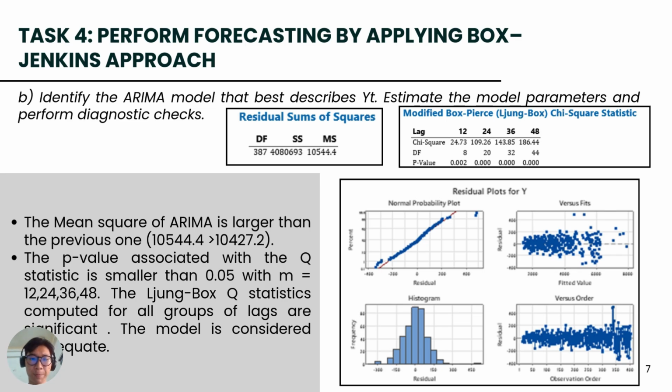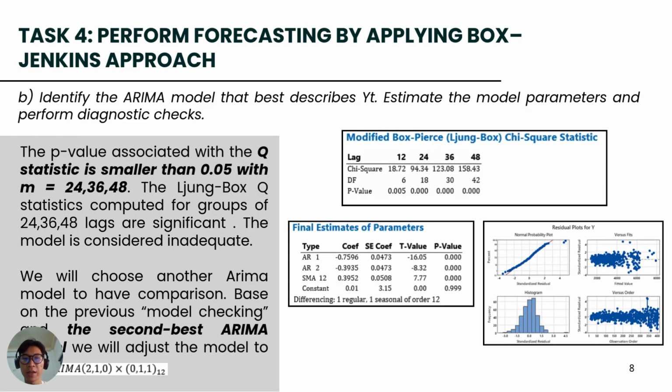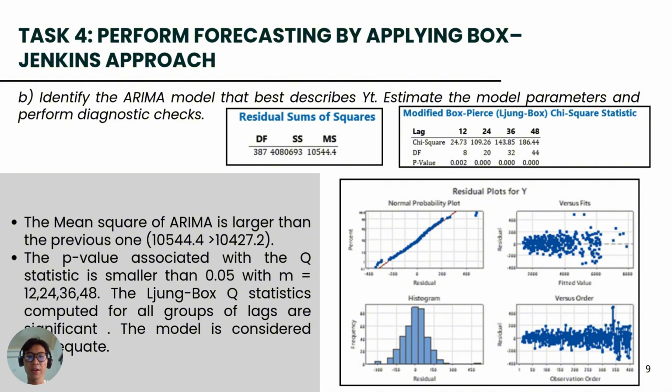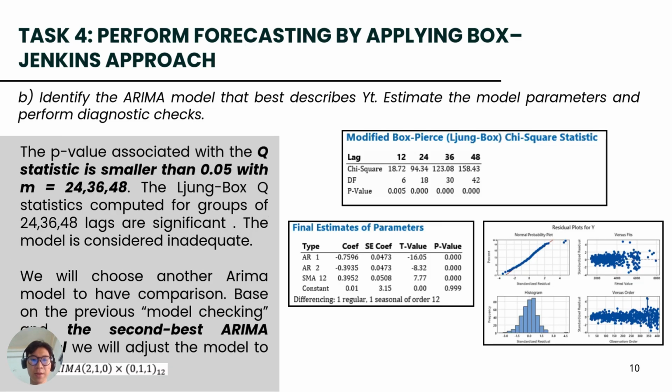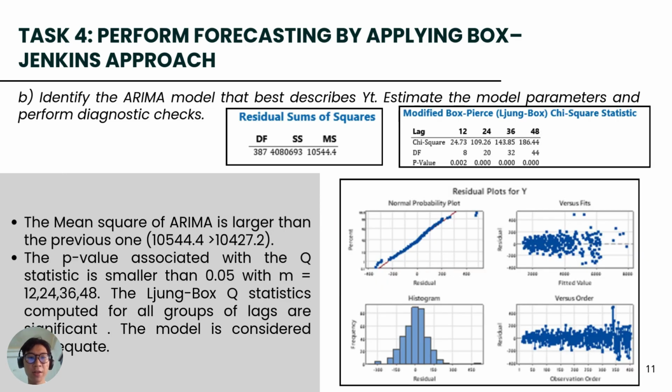But the residual plot for both ARIMA models is quite good. You can look at this slide. It's not a funnel shape in the versus fits plot. The residuals follow the normal distribution for both methods. But the sum of squares for the second is larger than the previous one.